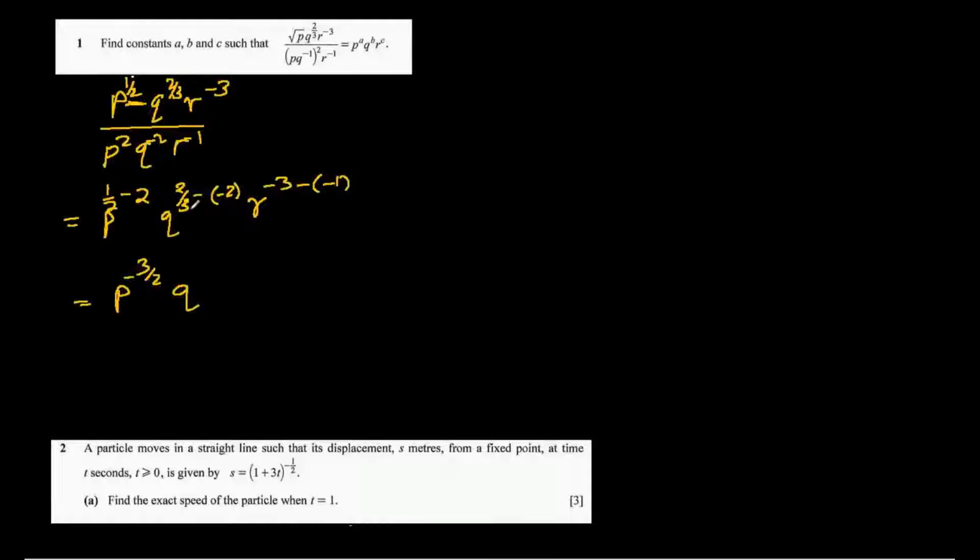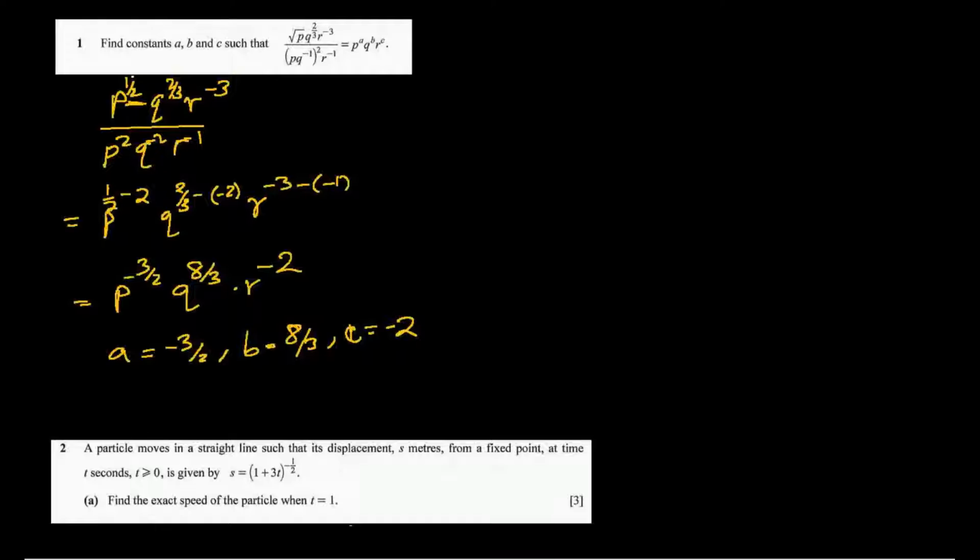For q, 3 times 2 is 6 plus 2. The negative and negative will add up, and 8/3 will be the exponent. Then r is minus 3 plus 1, which is minus 2. So we got a equal to minus 3/2, b is 8/3 and c is minus 2.